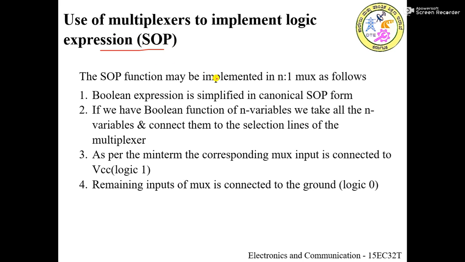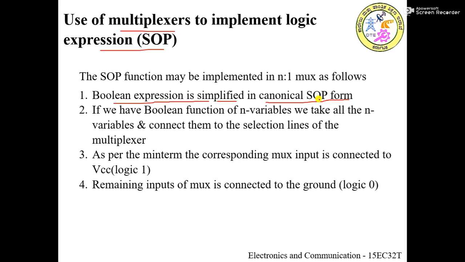We will follow some steps while implementing any kind of logical expressions using multiplexers. Very first step is the Boolean expression is simplified using Boolean laws to obtain a canonical SOP form. What is this canonical SOP form? Normally, an SOP is nothing but sum of products, which means it is an expression which consists of many products which are added together.